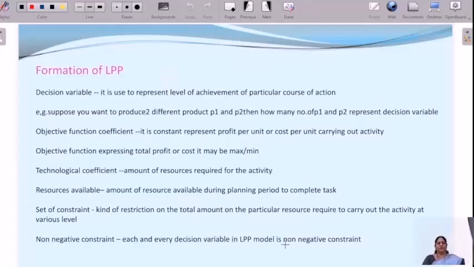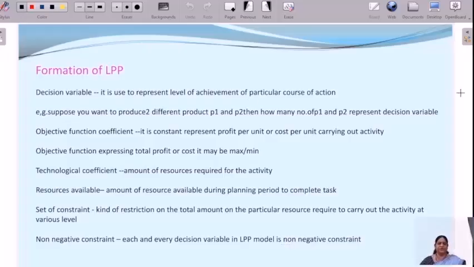Let us move to the next topic of linear programming problem, which is formation of LPP. Without forming the linear programming problem, we can't solve it. To understand the formation of LPP, we discuss some basic terms which we need to know. First is decision variable.